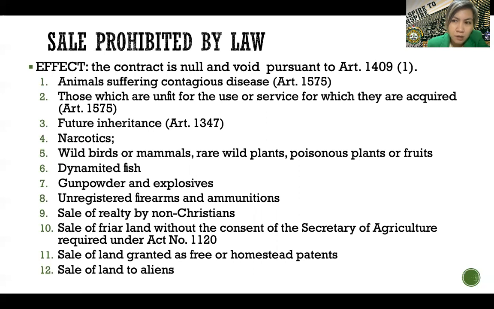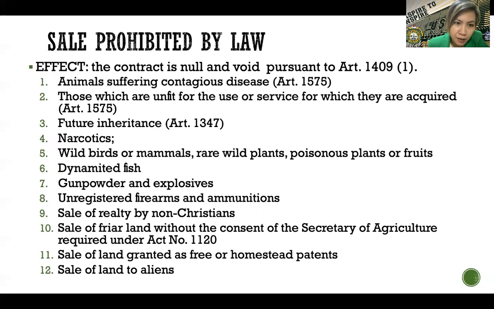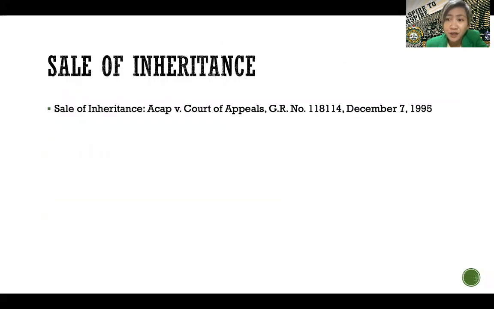So what are some of the sales prohibited by law? I've listed here 12 examples. So the effect if you sell these things is that the contract is null and void pursuant to Article 1409. So sale of inheritance, guys. We take note here that future inheritance is prohibited to be subject matter of sale. Why man? Buhi pang imuhang manahan, imo na ibaligya. So that's clearly immoral and against public policy. So therefore, you cannot sell future inheritance.